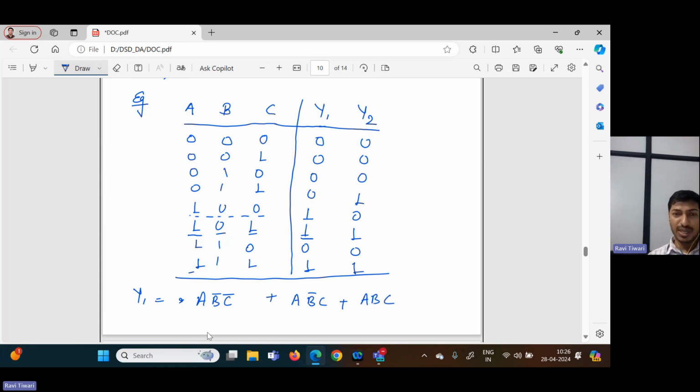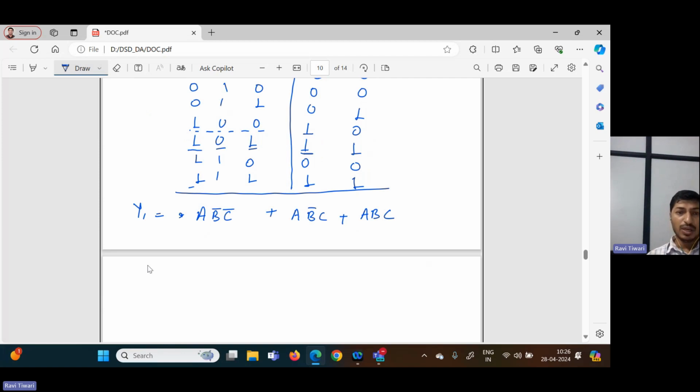So now we have this expression and we have to minimize it. How can we minimize? Either by using the theorems or by using the K-map. Here I'm using the direct theorem, so it will be easy to understand. If you take the common terms here, that is A, B bar, it will be A B bar times (C bar plus C) plus ABC. By the theorems, we know that C bar plus C is equal to 1. So you can write down Y1 equals AB bar plus ABC.